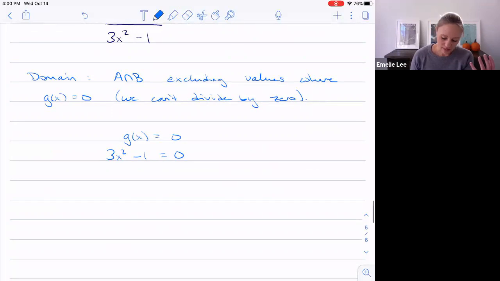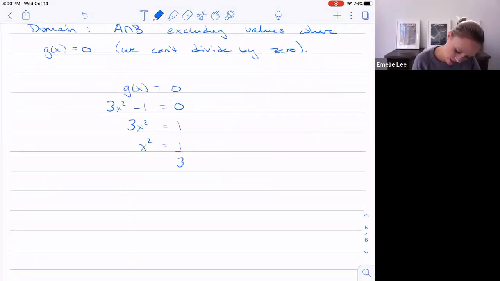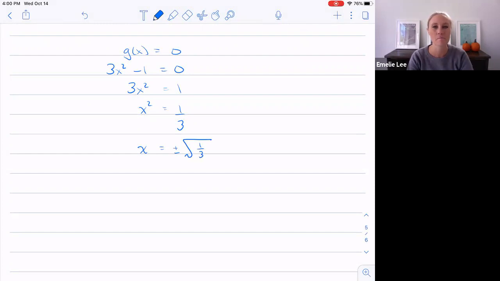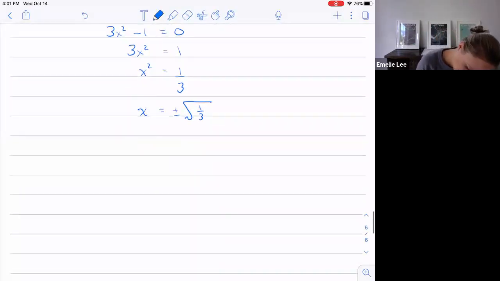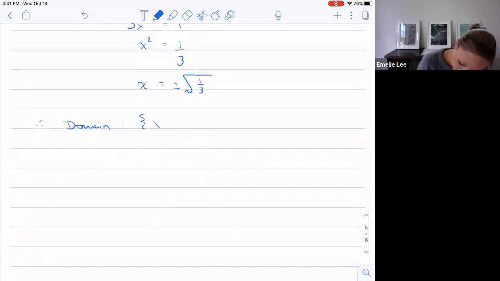If I'm solving for x values that make this happen, 3x squared equals 1, and divide by 3 on both sides, x squared is 1 over 3. Here's where we need to be careful, right? If I take the square root, then if I'm working backwards, I've got x is plus or minus the square root of 1 over 3. Because if I square the negative square root of 1 over 3, it's going to be the same as squaring the positive square root of 1 over 3. So therefore, the domain is going to be the set of x such that x is in the set of real numbers, but also x is not equal to plus or minus the square root of 1 over 3.